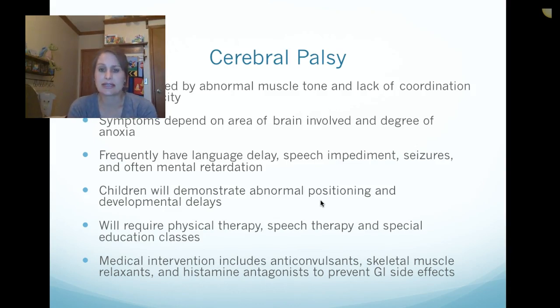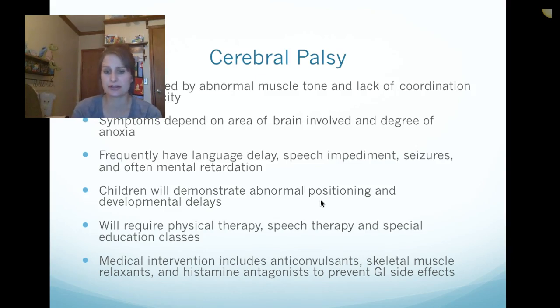Frequently have language delay, speech impediment, seizures, and often mental retardation. Children will demonstrate abnormal positioning and developmental delays. They do require physical therapy, speech therapy, and special education classes. And like I said, some have CP and it only creeps up whenever they're extremely tired or fatigued, and you would never know. And then others, it's as bad as all of that, the mental retardation, seizures, and lots of different delays, growth and developmental delays as well.